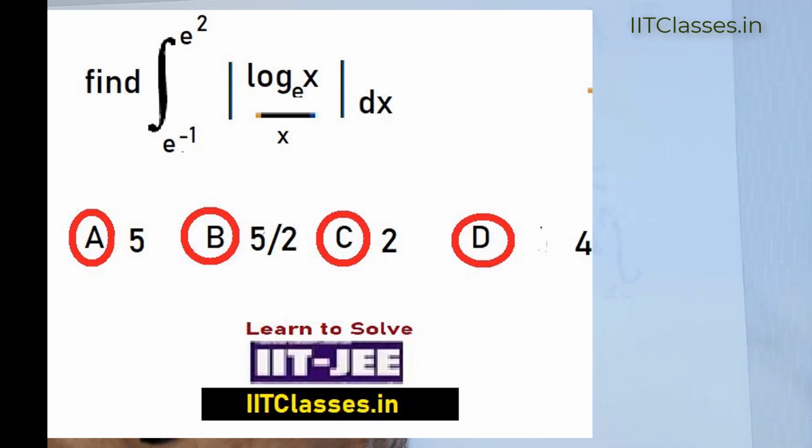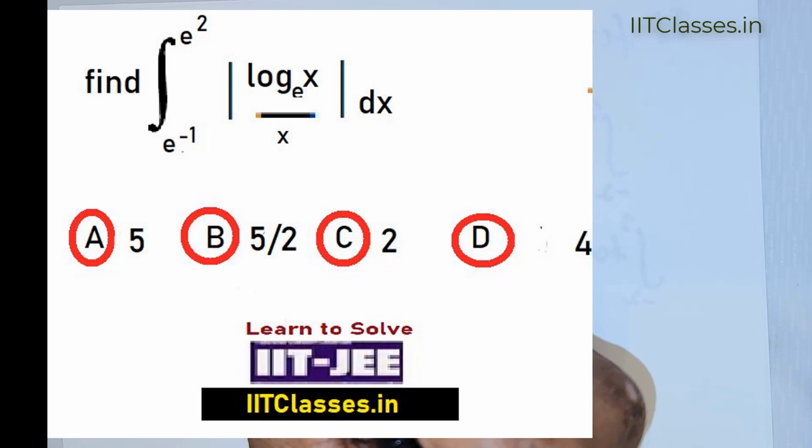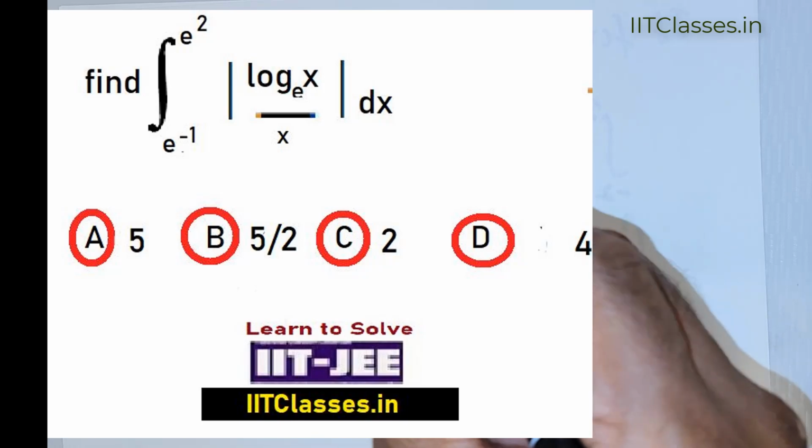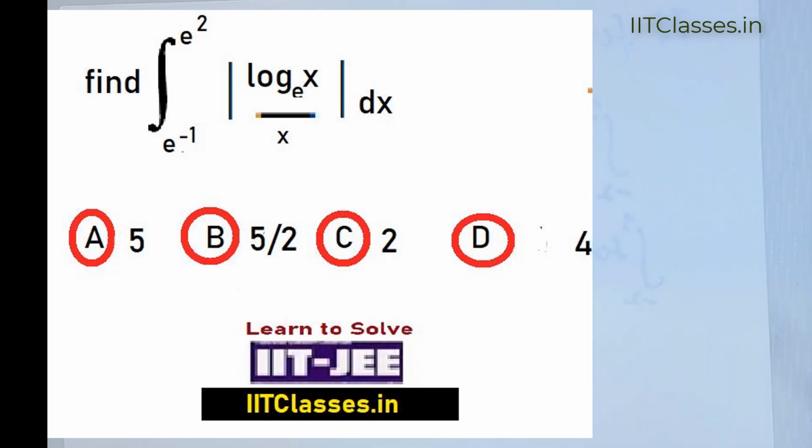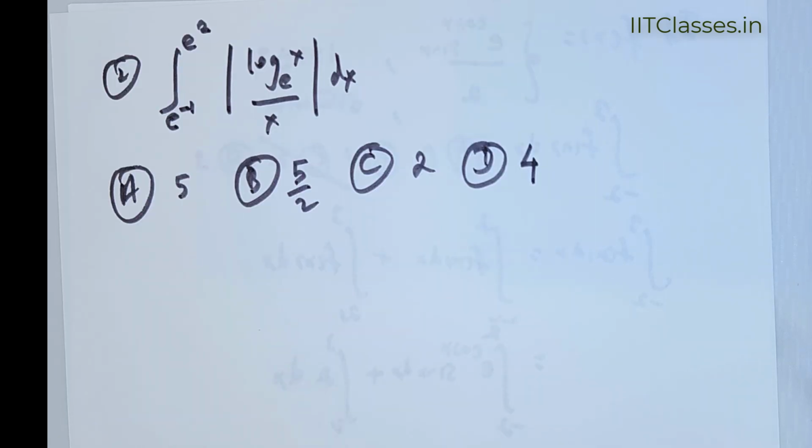Now this is the second question. We are expected to integrate from e raised to the power of -1 to e squared the modulus of log x to the base e over x times dx. We are given four choices: 5 over 2, 2 and 4. So you can work this question out and then come back and check the solution.